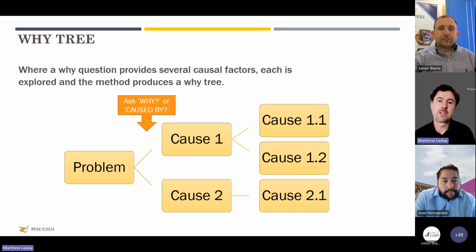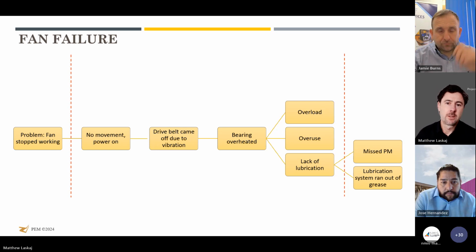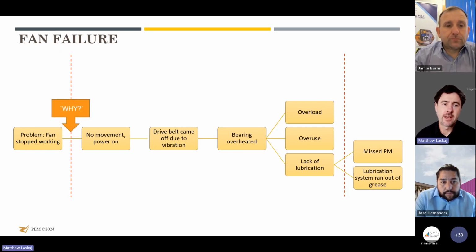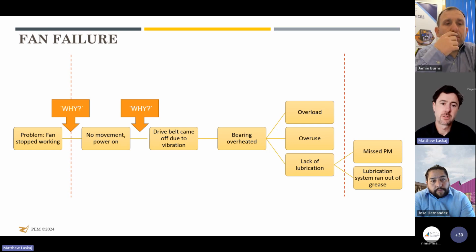So here's a very simplified version of what a why tree might look like for the question I just asked Jamie. The problem, the fish head. The problem is the fan stopped working. Why did the fan stop working? Or what was that caused by? Well, it's not moving. The power's on, but it's not rotating. Okay, well, why is there no movement? Because the belt drive came off and it was vibrating too much. Oh, well, why was it vibrating and fell off?